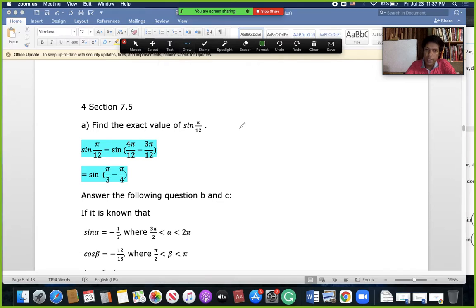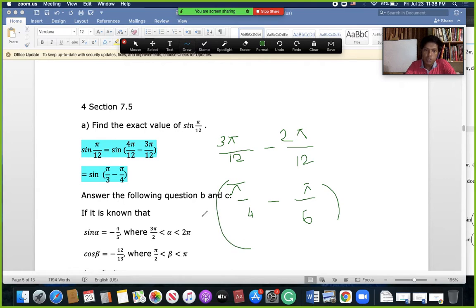What I mean is, let me write it. What I mean by this, there is another way to solve this math. Another way is 3 pi by 12 minus 2 pi by 12. So in that case, it will become pi by 4 minus pi by 6. So this will be here in the bracket.